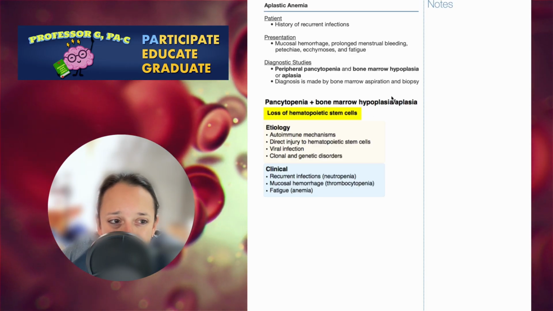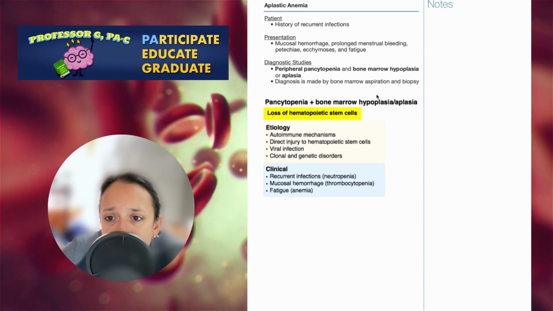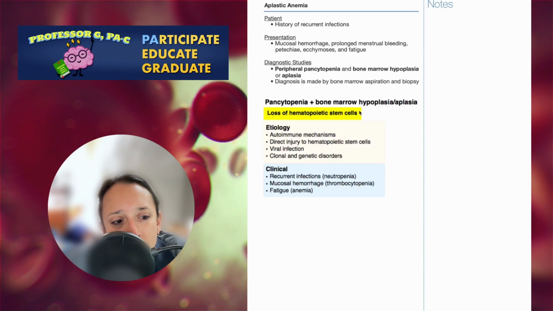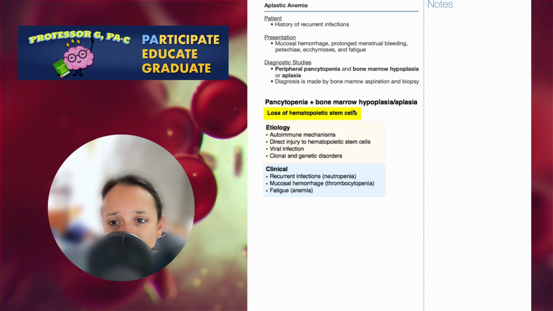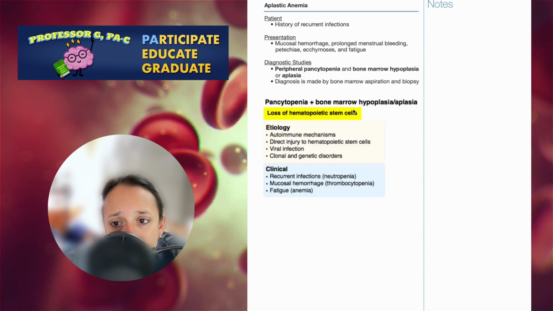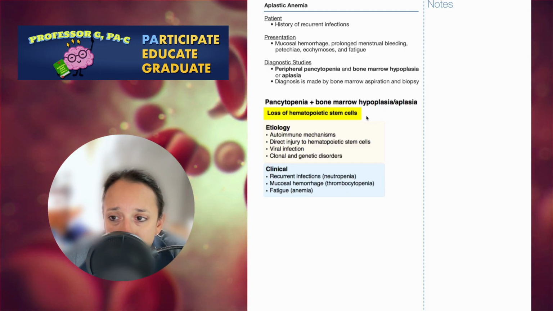Treatment depends on the patient's age and severity. For mild cases, we're going to remove the offending agent and give supportive care. For more severe disease, we might do a bone marrow transplant, and for older adults and those without a donor, we might use immunosuppressive therapy.